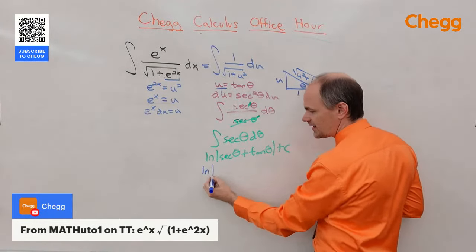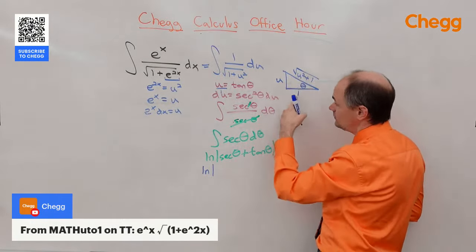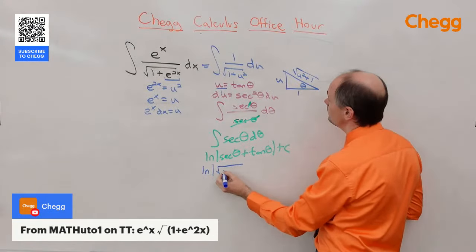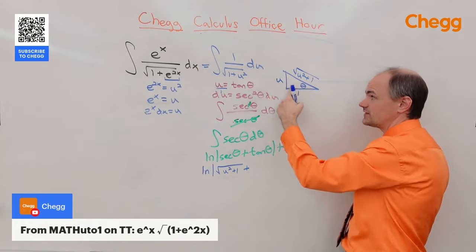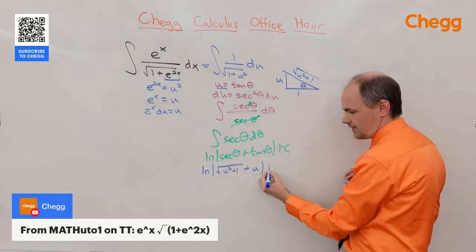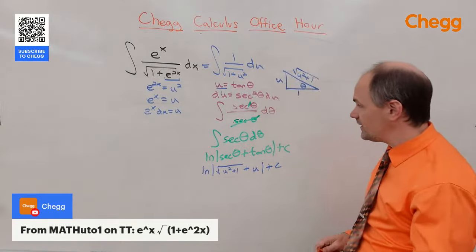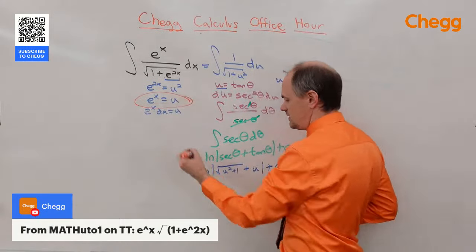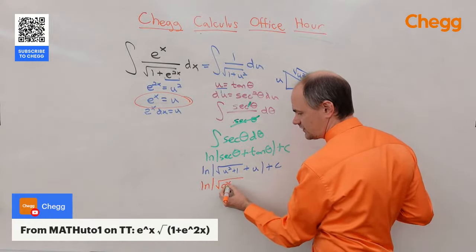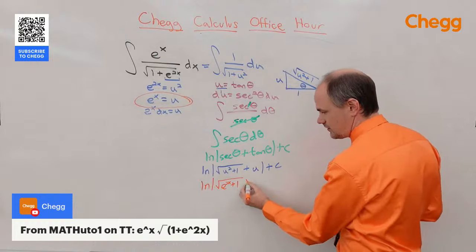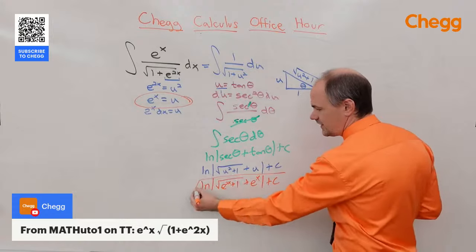So when I substitute back, secant, that's the reciprocal of cosine, that's going to be the hypotenuse divided by the adjacent. It's the square root of u squared plus 1. Plus tangent. Tangent is opposite over adjacent. That's u, plus our constant. All we have to do then to get from here to our final answer is go back to our e to the x. And so for my final answer, we've got the natural log of the square root of e to the 2x, when we square e to the x, plus 1, plus u, which is just e to the x, plus a constant.